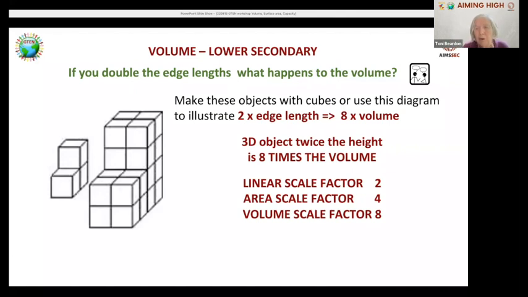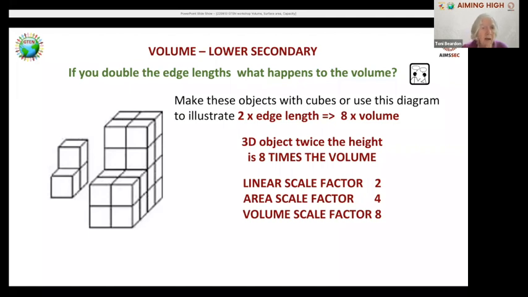So what you have here is a 3D object of twice the height, with 8 times the volume. And now we're in secondary school. The first hour was mostly primary, and now we're talking about scale factors for enlargements. The linear scale factor, because we're doubling the lengths, is 2, and the area scale factor is 4.